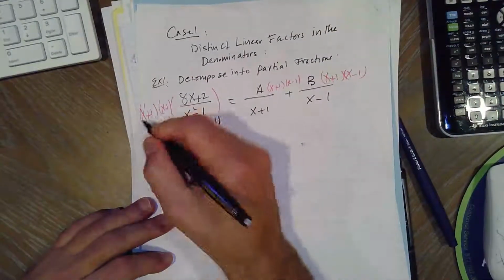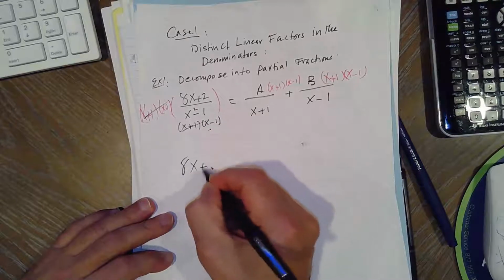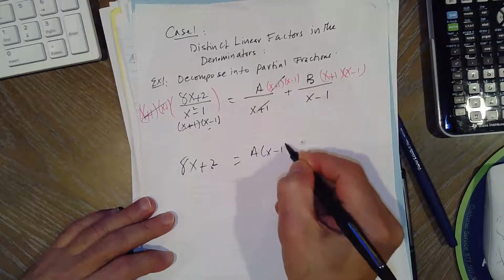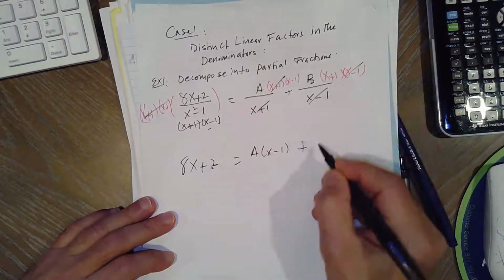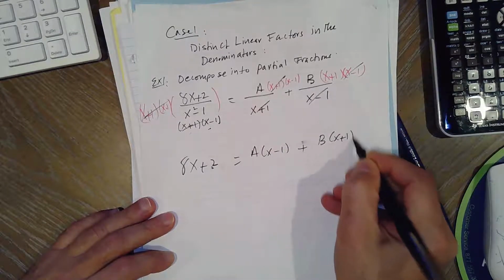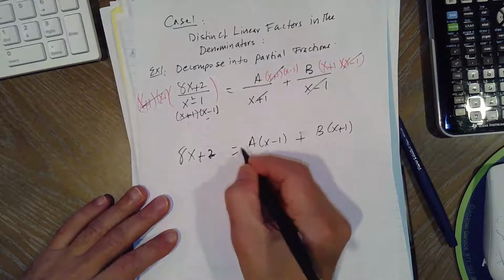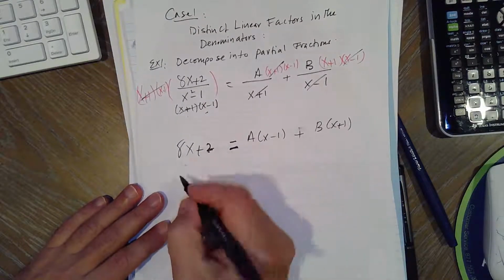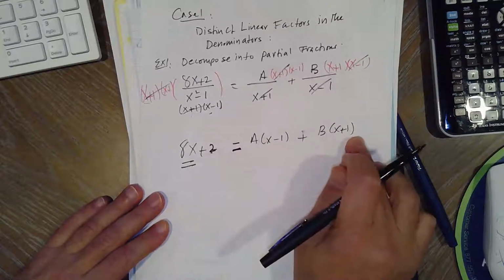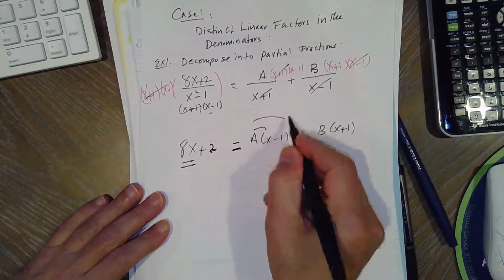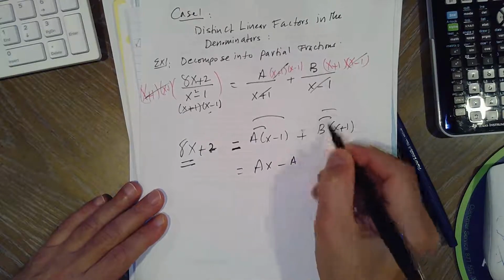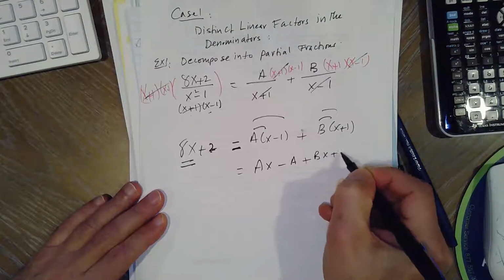So that's going to give me 8x plus 2 equals a times x minus 1 plus b times x plus 1. So now, this is an equal equation, so we want to make the x terms equal the x terms and the constant equal the constant. To do so, we want to distribute: ax minus a plus bx plus b.